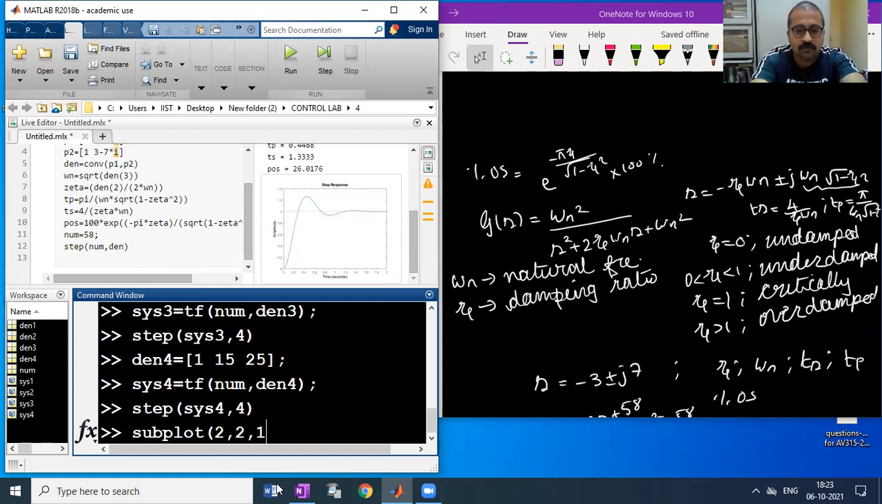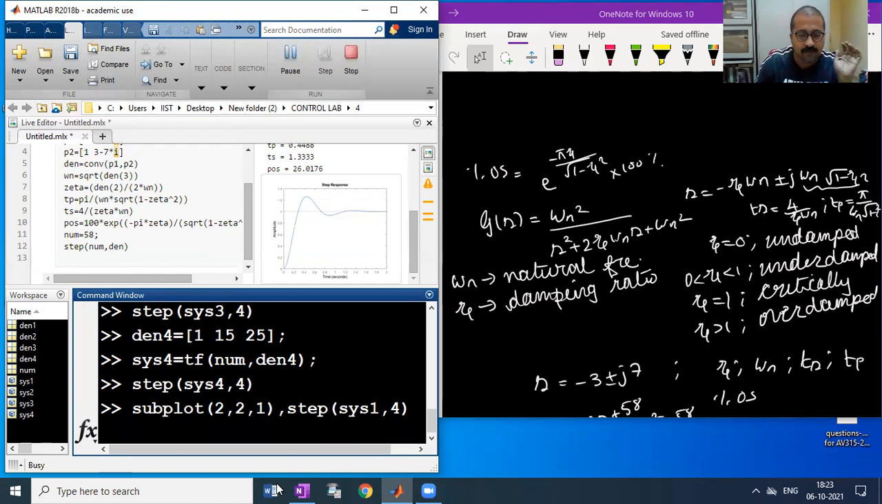Okay, subplot 2 comma 2 comma 1 comma step of sys 1 comma 4. What does it mean? It means that the figure window is divided into 2 rows and 2 columns. So there will be 4 positions: position 1, position 2, position 3, and position 4. So what I am doing is that I want to plot my undamped response in the top leftmost position.